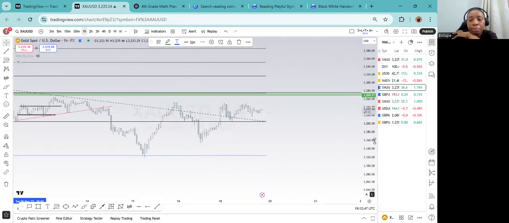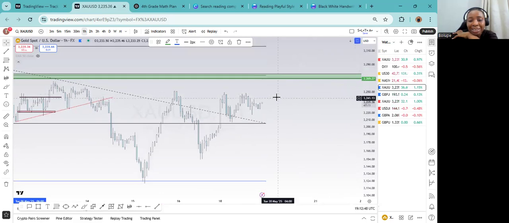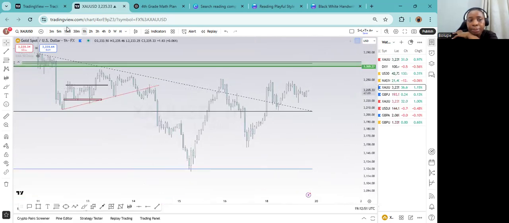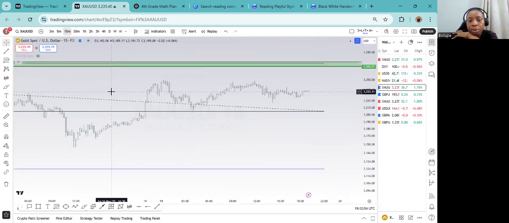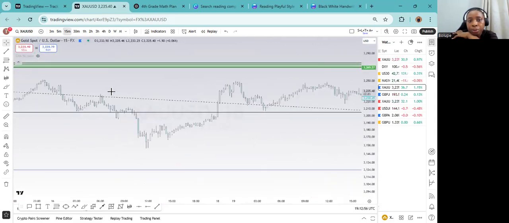But today, what happened today? Let us backtest what happened today in the market when price opened.